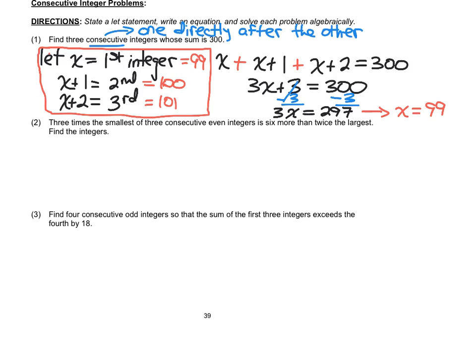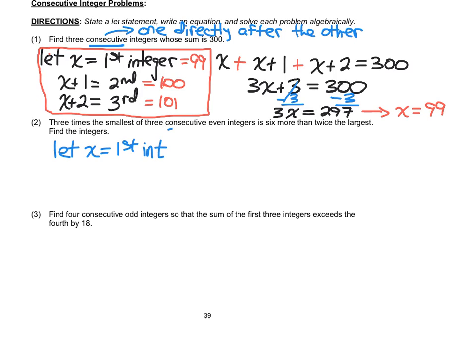3 times the smallest of 3 consecutive even integers. All right. So I'm always going to start with the same thing. Let x equal the first integer. And you could take liberties with abbreviations, like "first int." With me, again, it's fine. In the regions, write it out, because I know you don't mean interception. All right.